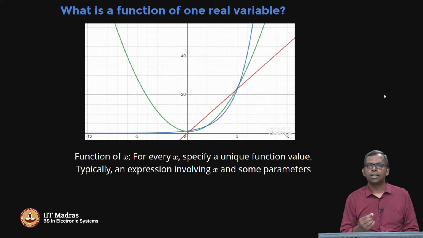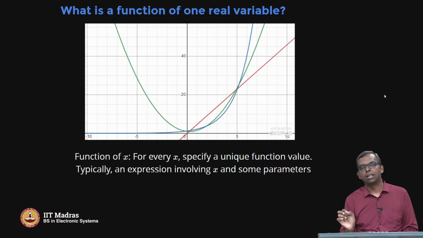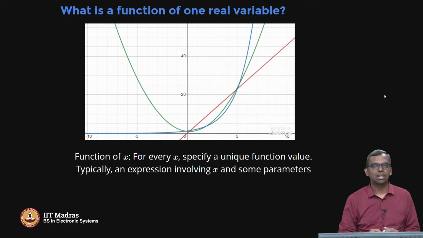So typically this function value is specified as an expression involving x, right? We looked at various things: mx plus b, ax square plus bx plus c, 1 plus r raised to the power x. Any formula like that which involves x and some constants and parameters is how typically a function is specified. Once you specify a function like that, you can plot the function at the value x, which will be your y coordinate, and the x coordinate, and you join all of that, you get this curve or line. Okay, so I hope this is clear.